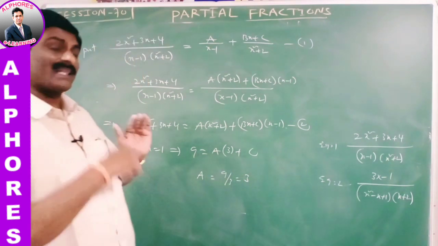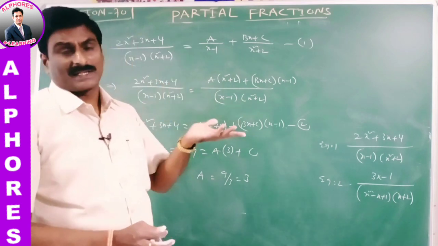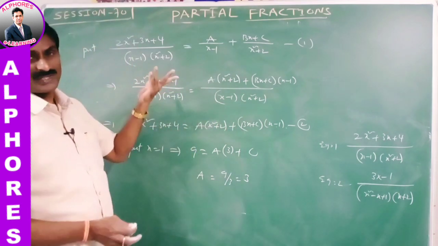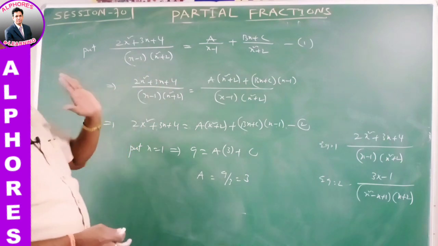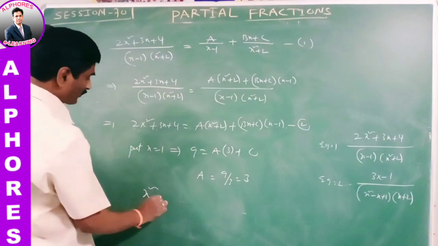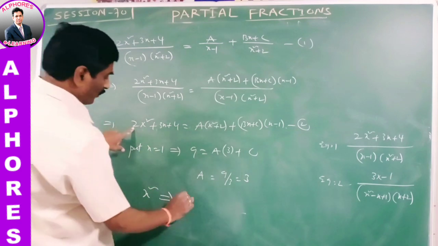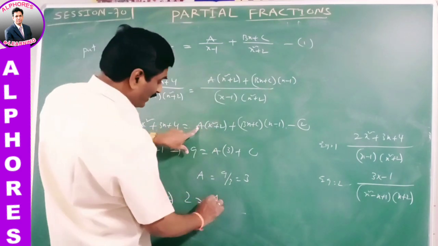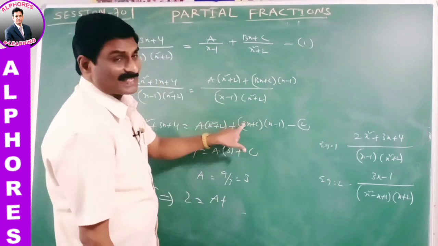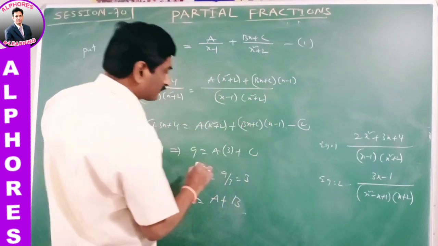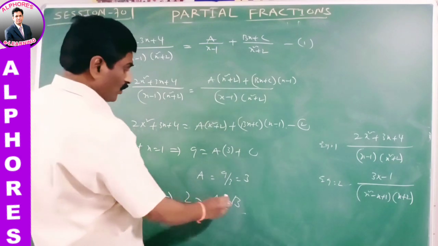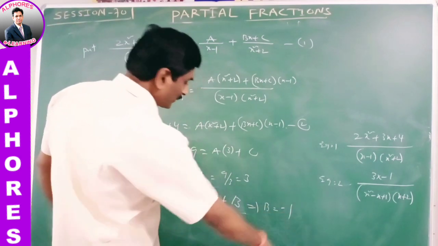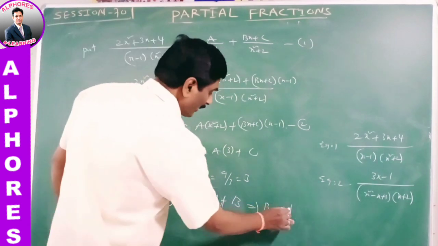Next, for getting the remaining values, compare the coefficients. First you compare the x square and constants or x coefficient. Any one of these gives the remaining values. Now comparing x square coefficients in equation 2: what is the x square coefficient on the left? 2. On the right, a into x square gives a, and bx into x gives x square, that means plus b. So a plus b is equal to 2. What is the value of a? a is 3. Substituting this value we get b is equal to minus 1.